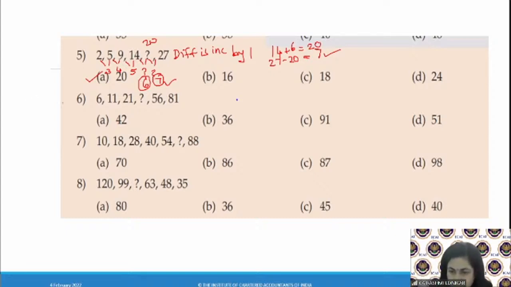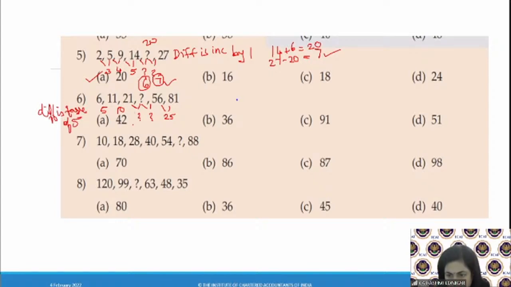Next sum. Sixth sum. 11 minus 6 is 5. 21 minus 11 is 10. Okay. Then again I don't know. Here also I don't know. How much is 81 minus 56? 81 minus 56. The difference is 25. Can you see this difference? Difference is table of 5. Okay. Difference is table of 5. So this is 5, 10.